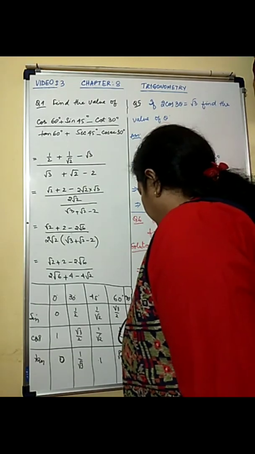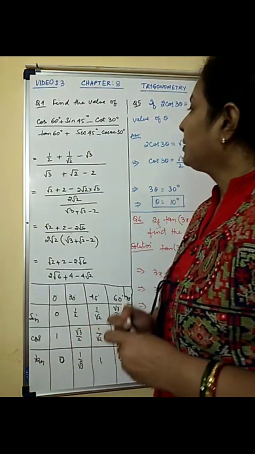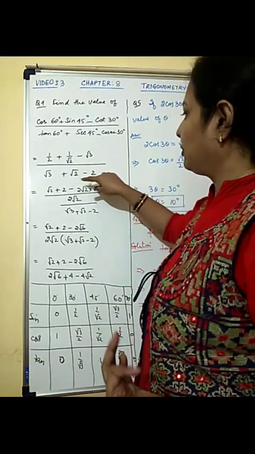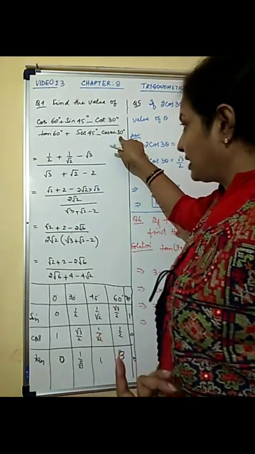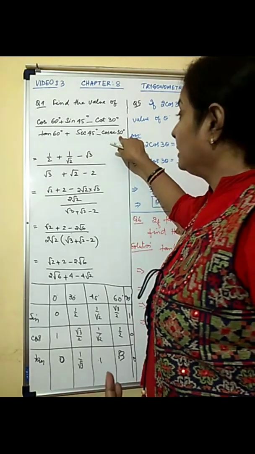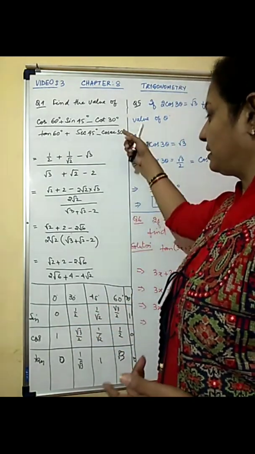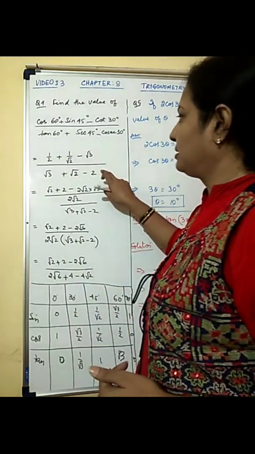Tan 60 is root 3. Sec 45, the opposite of cos 45, which is 1 by root 2, will be root 2. Cosec 30 is the opposite of sin 30. So sin 30 is 1 by 2, so cosec 30 will be the reciprocal, that is 2.